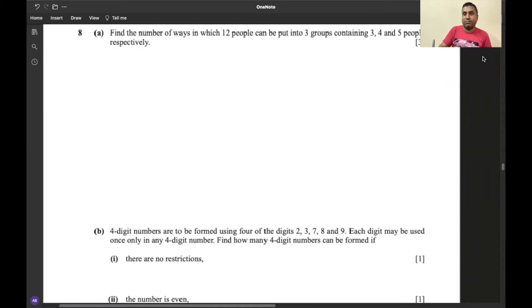Look at the question. Find the number of ways in which 12 people can be put into 3 groups containing 3, 4, and 5 people. So there are a total of 12 people, and first from 12, let me take 3, that is 12C3. Since I have taken 3 from 12, there are now 9 remaining. From 9, let me choose 4 people. Then there are 5 remaining. From those 5, let me choose all 5 people.